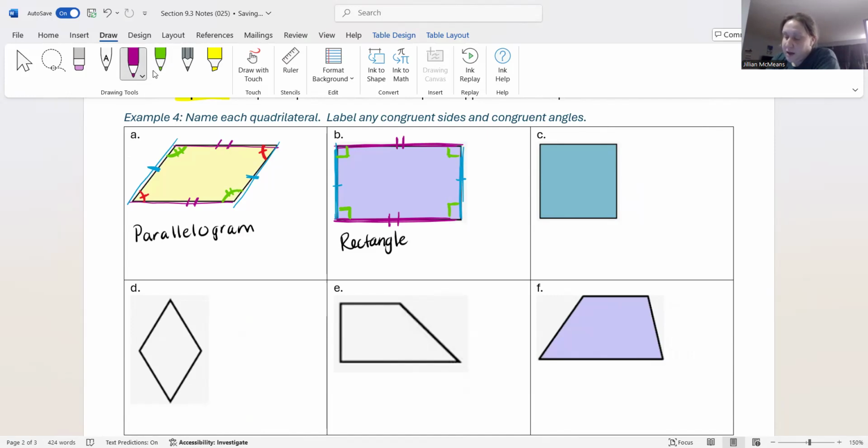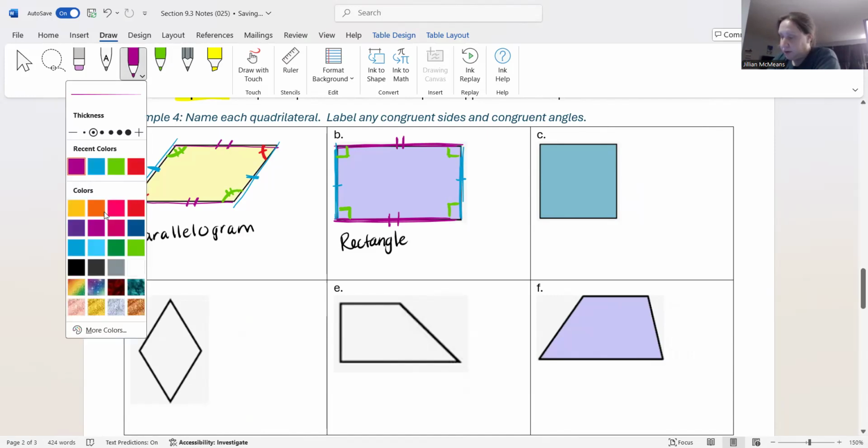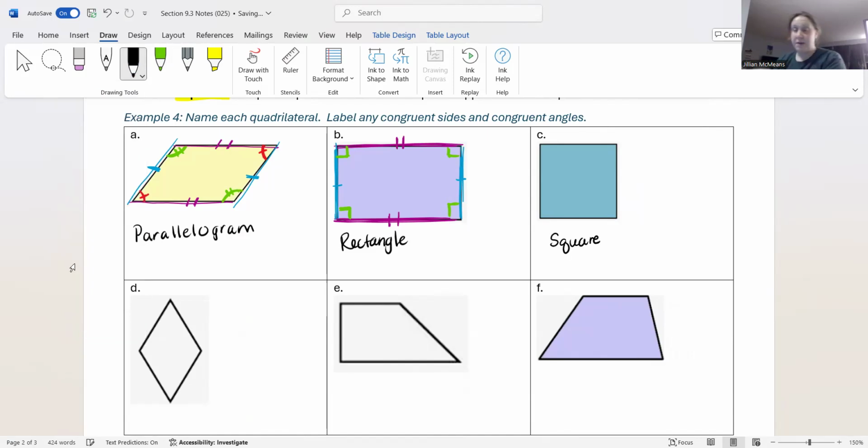So in part C, we have black, there it is. We have a square. And a square is a special type of rectangle. And since a rectangle is a special type of parallelogram, a square is also a special type of parallelogram. So we can say opposite sides are parallel and congruent, but they all have the same measure. All of the sides have the same measure. It's just the top and bottom are parallel, and then the left and right are parallel.